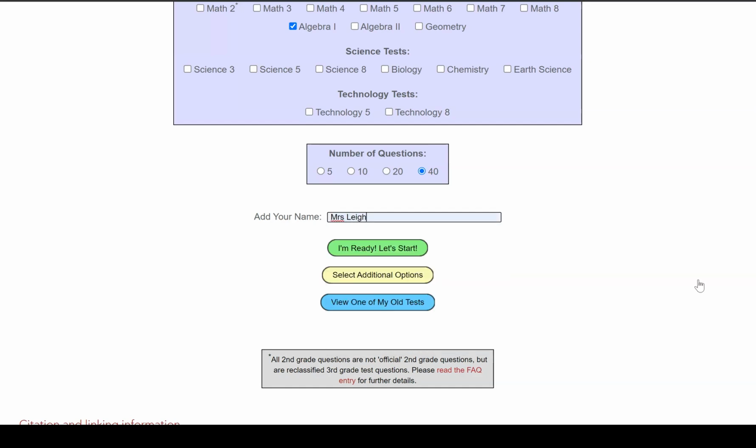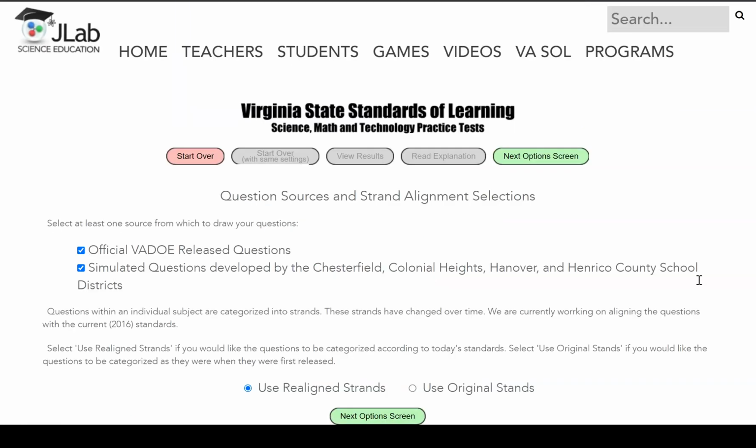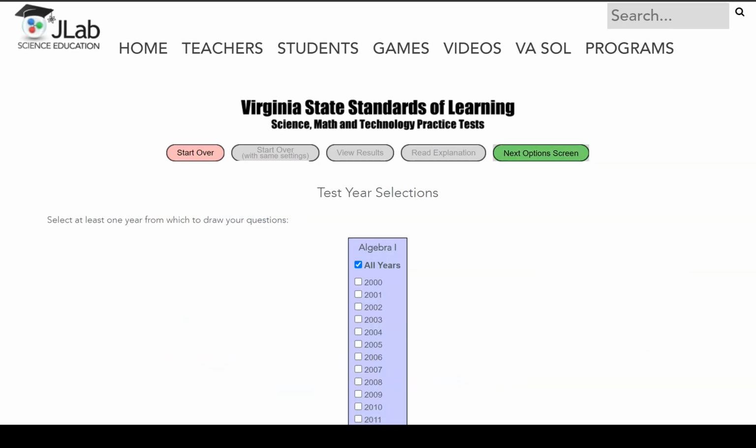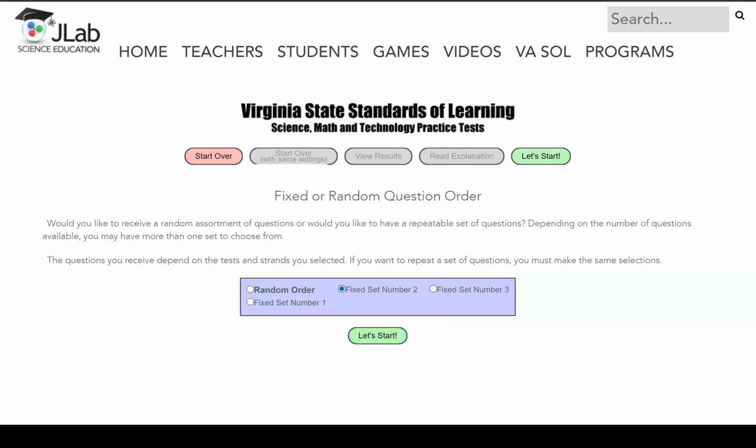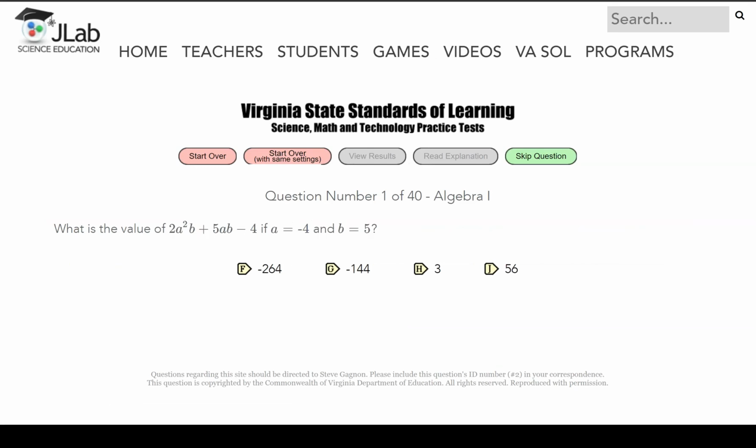And go ahead and put in your name. And instead of clicking I am ready, let's start, click on select additional test options. And then click next options, and here's where you're going to pick the category. So Mr. Sorfy asked me to do expressions and operations, so that's what I'm going to click. And then I'm going to do next, and I'm going to do this first. They got 3 different versions of the test. I'm doing the first one here. And there we go.